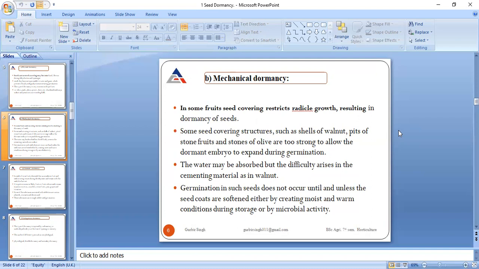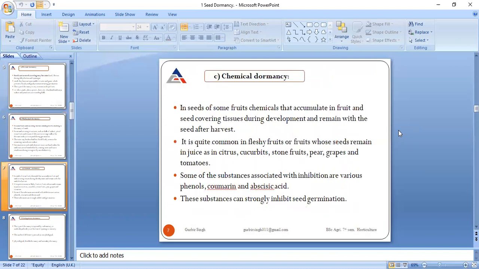Germination in such seeds does not occur unless the seed coverings are softened, either by moisture and warm conditions during storage or by microbial activity.